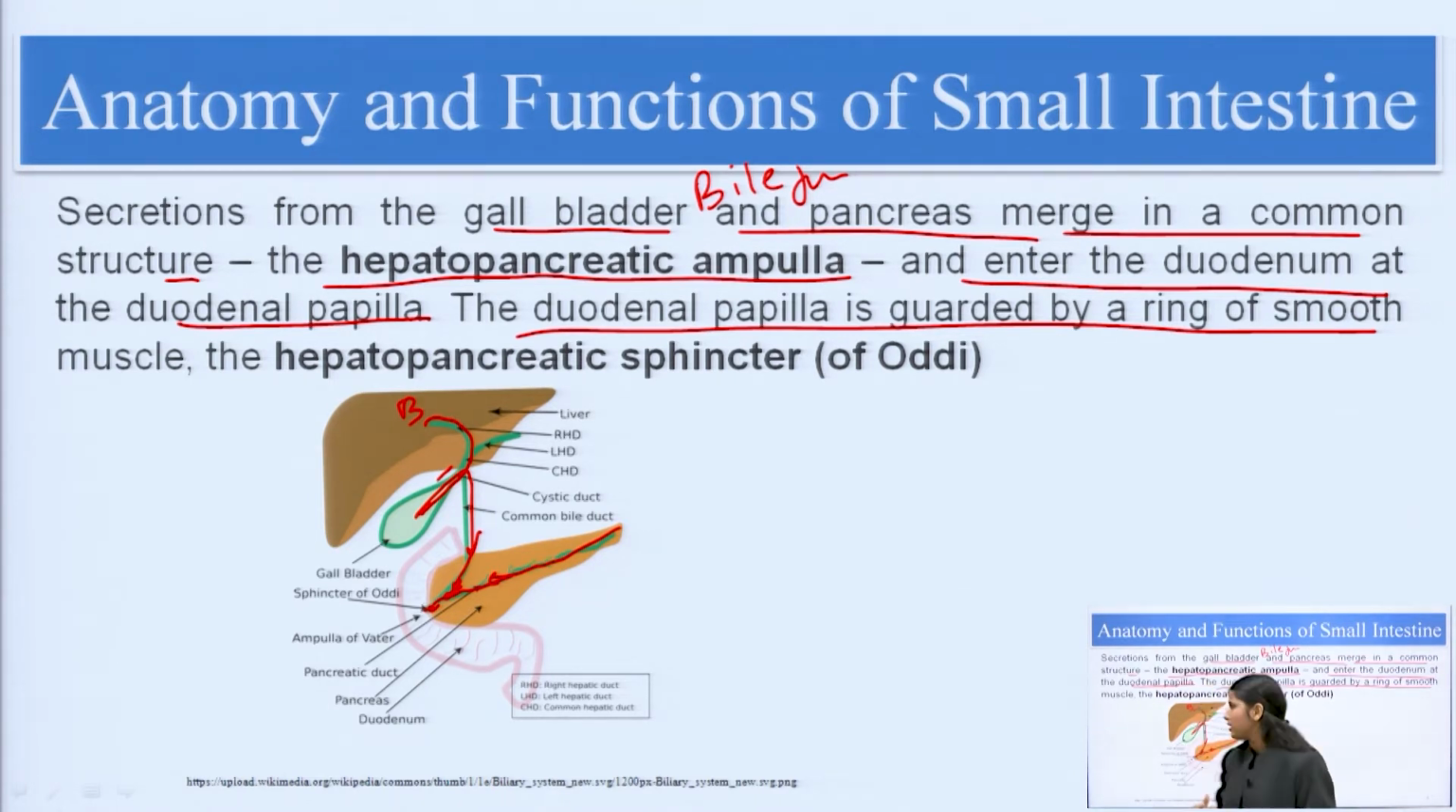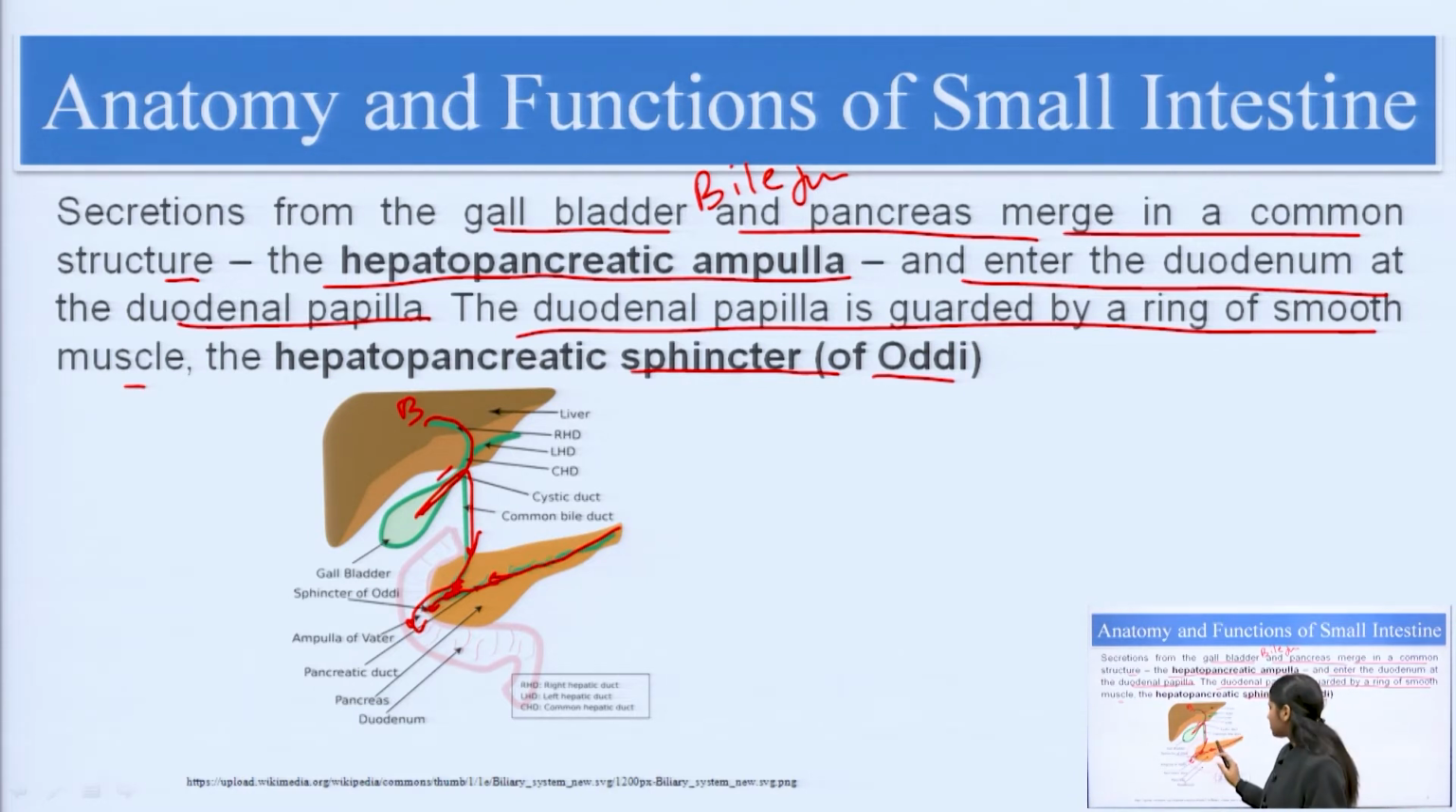Yes, a gateway is required. That gateway here is a ring of smooth muscle, the hepatopancreatic sphincter of Oddi. If that particular gateway opens, the secretions will come into the duodenum area.